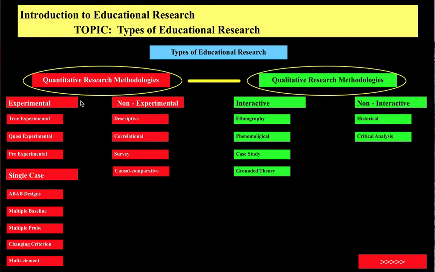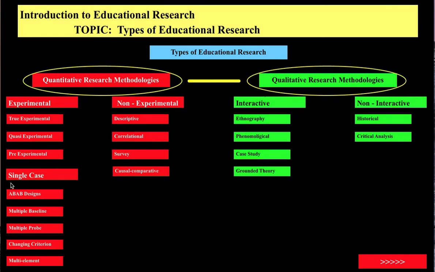experimental research methodologies and non-experimental research methodologies. Experimental research methodologies. There are true experimental research methodologies. There are quasi-experimental research methodologies, and there are pre-experimental research methodologies. And again, don't worry about these right now. Just be aware that there are different kinds. And in fact, if any of you do a thesis, you will probably use a quasi-experimental or pre-experimental research methodology.